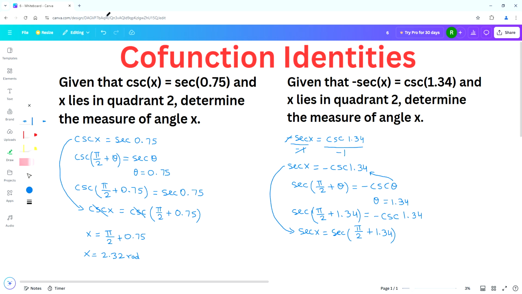Now we have the same trigonometry ratio on both sides. We can cancel it out. I get x equals pi over 2 plus 1.34, which is equal to 2.91. And the unit is radians. This should be the final answer for the second problem.